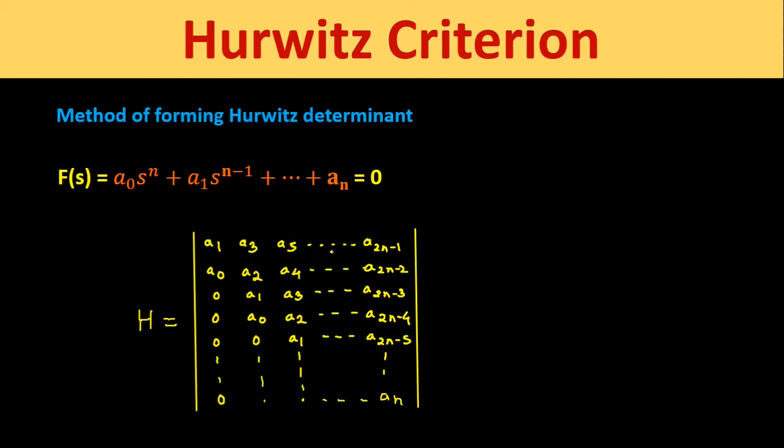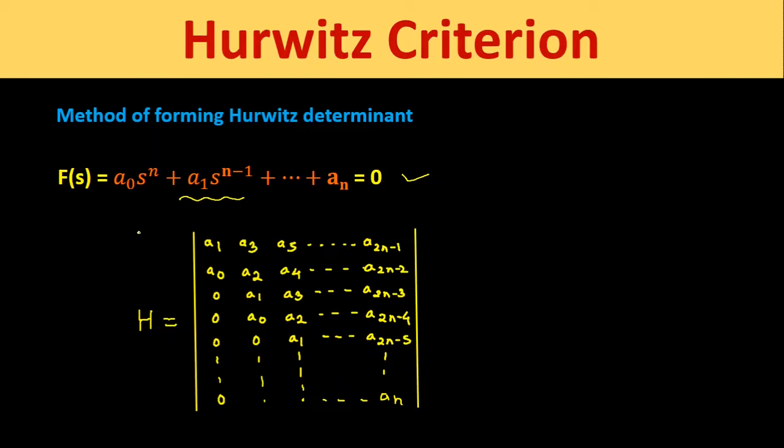Next one is the method of forming the Hurwitz determinant. For this we are taking this characteristic equation F(s) = 0. This is the equation of F(s) we have written from the transfer function of the linear control system. This is the general form of the characteristic equation. So from this equation we will build the Hurwitz determinant H, which is equal to this type of determinant.